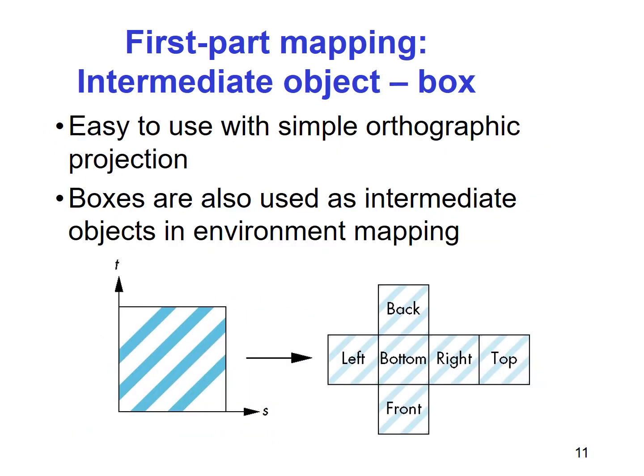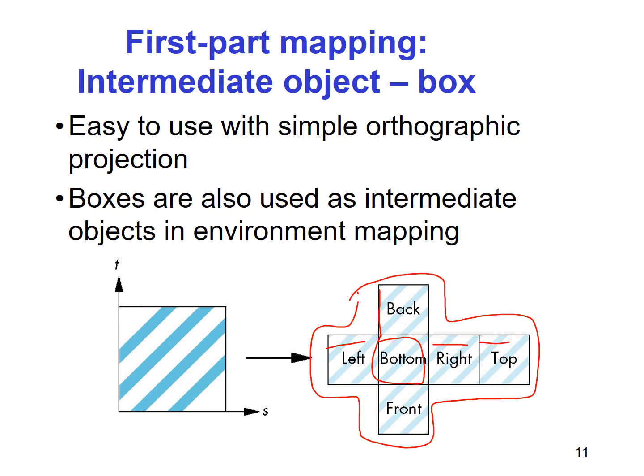We can also use a box as an intermediate object for texture mapping. So this is an unwrapped box. This is the top face, the back face, the left, right, and the bottom face. This is the front face. This is easy to use because it has simple orthographic projections, and they're used as intermediate objects in environment mapping.